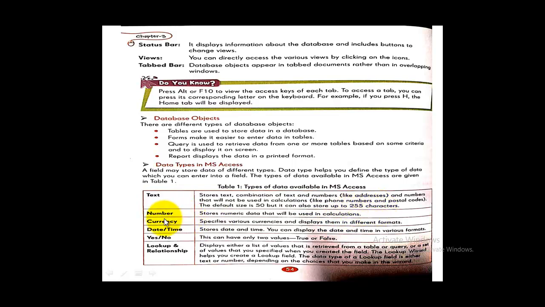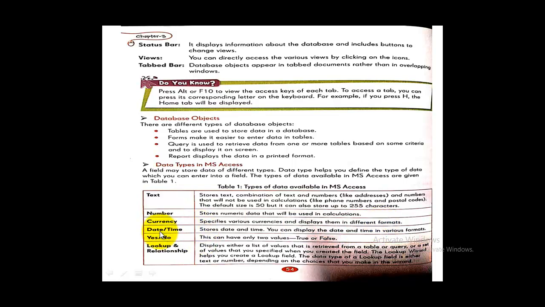Then numbers stores numeric data that will be used in calculations. This number type will store the numeric data that will be used in calculations. Then currency specifies various currencies and displays them in different formats.